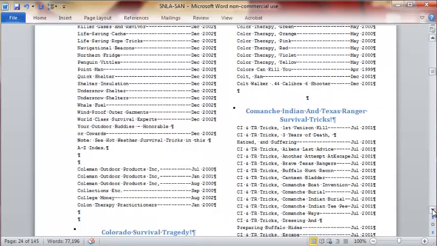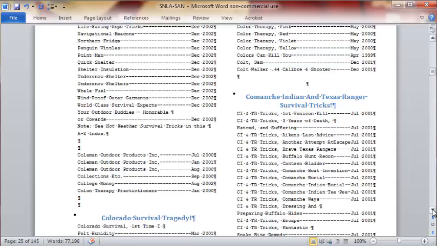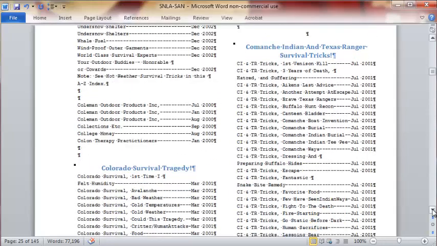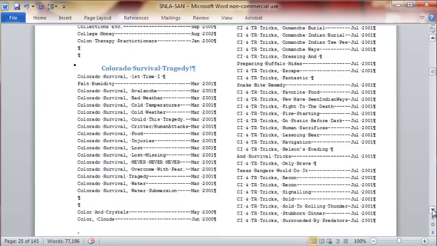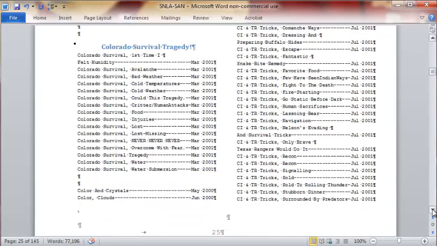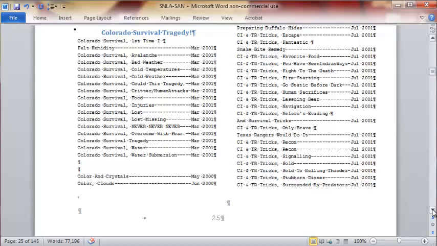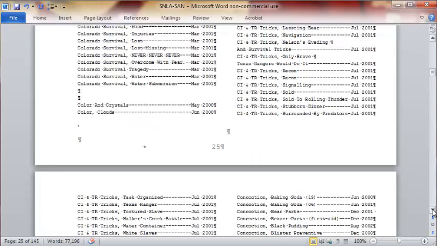Comanche, Indian, Texas Ranger survival tricks. That's actually part one. We'll see part two here in a little bit. Colorado survival tragedy. Real life story. I break it up because we can always learn from that. I don't tell you their names or anything like that, just out of respect for the family.